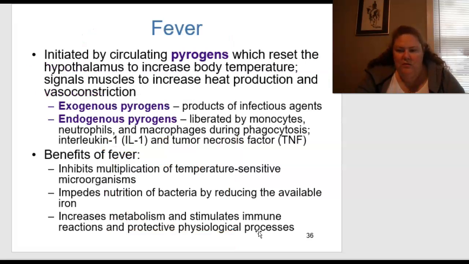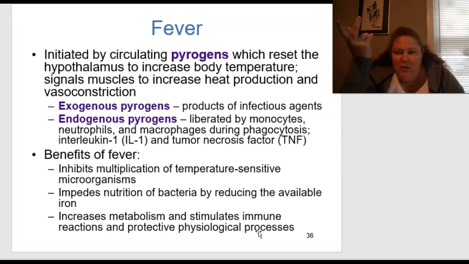So what about fever, right? Well, this is initiated by circulating pyrogens, and these reset the hypothalamus to increase body temperature, and this can signal muscles to increase heat production and vasoconstriction. You have exogenous pyrogens, and these are products of infectious agents. And you have endogenous pyrogens, and these are liberated by monocytes, neutrophils, and macrophages during phagocytosis. Examples of these would be interleukin-1 and tumor necrosis factor, abbreviated TNF.